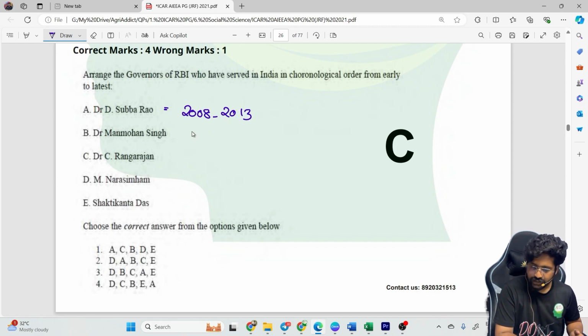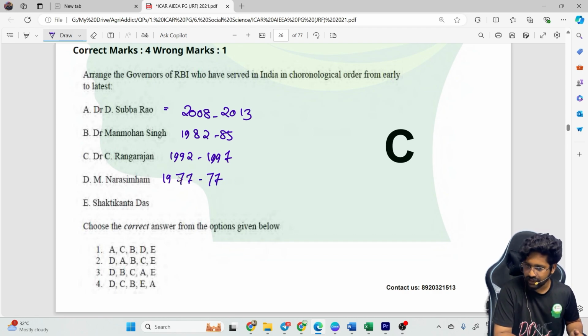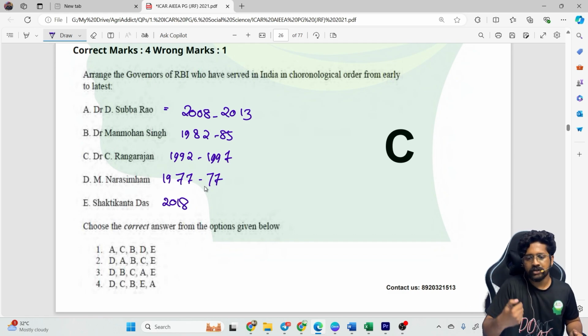Then Dr. Manmohan Singh during 1982 to 85. Then Dr. C. Rangarajan in 1992 to 1997. Then M. Narasimham during 1977 only, because in the same year he was transferred to another position. And Shaktikanta Das, we know that from 2018 he is the current governor of RBI. Even if you don't remember the years corresponding to who served as governor of RBI, please try to see the order of who became the governor of RBI after whom.